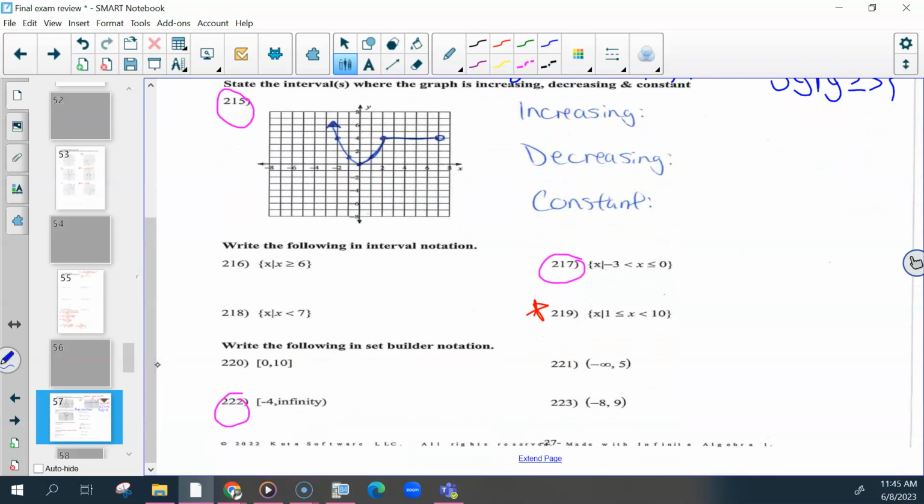These, you're just switching. So for 219, we need to write this. It needs to look like one of these. So in interval notation, this gives us two numbers between 1 and 10. So the 1 is included, the 10 is not. So the 1 will have a bracket, the 10 will have a parenthesis. Are there any others from this page we want to go over?